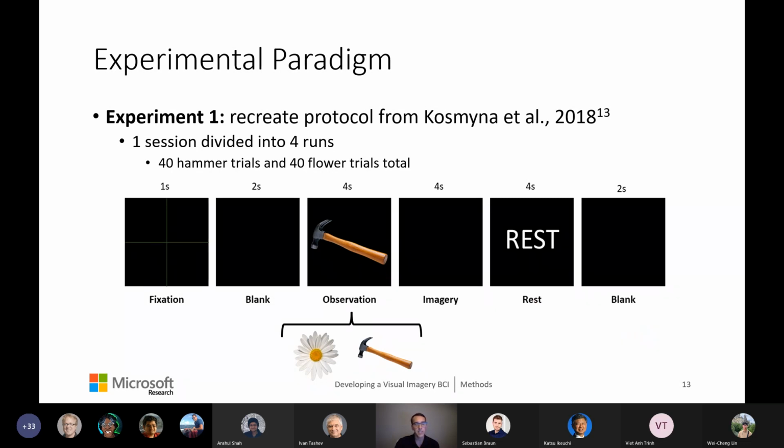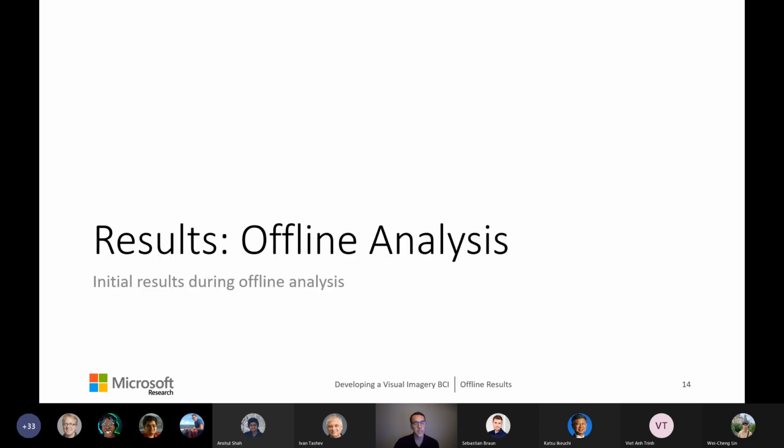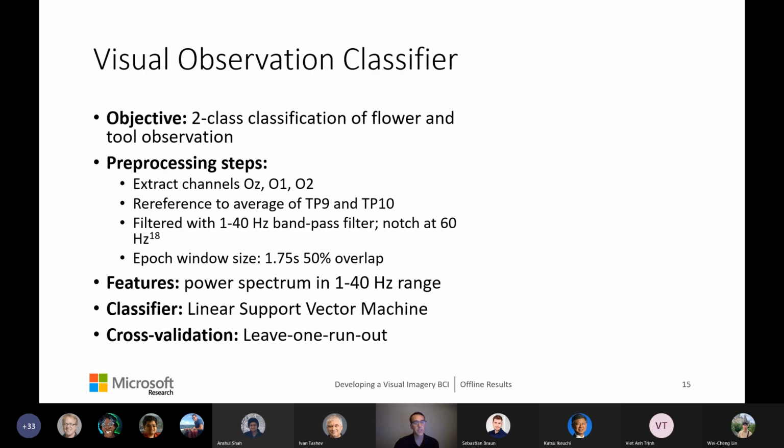So I recorded a single session that was divided into 4 runs, and I had 40 trials of hammer images and 40 trials of flower images, and this was a little under 30 minutes' worth of data collection total. Moving on to the results from this experiment, the first thing that we wanted to look at was a classifier built off of the observation periods. The objective here was to perform a 2-class classification of when they were looking at a flower versus when they were looking at a tool.